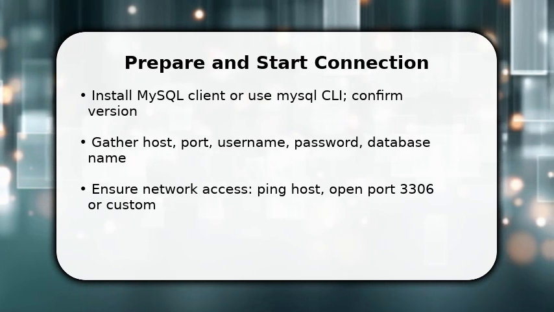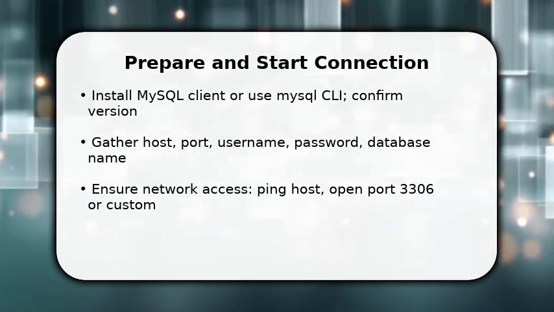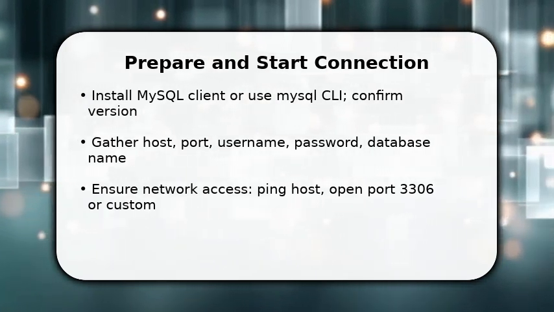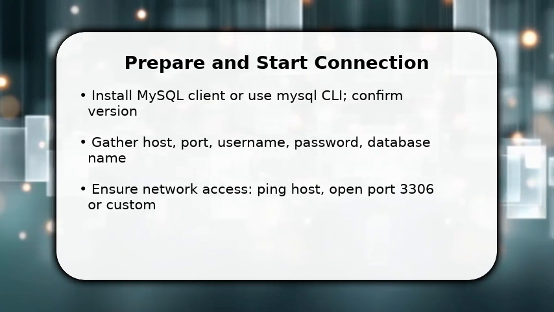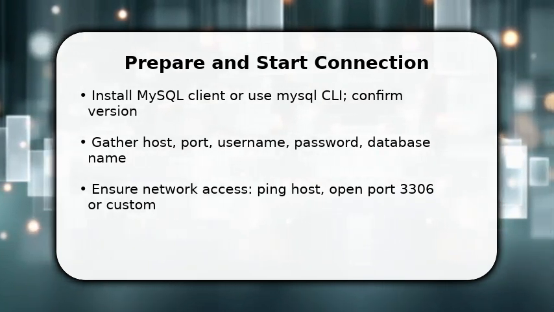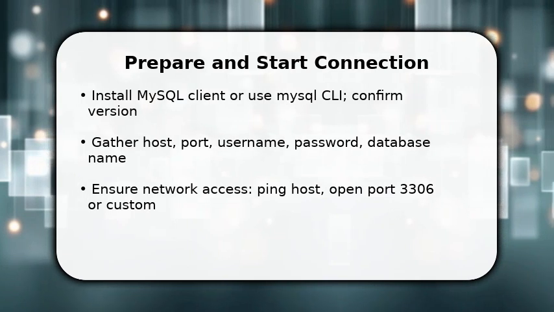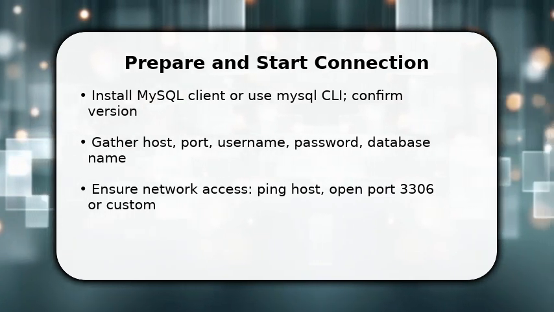-P 3306 -u user -p, then enter your password. This first step both authenticates and lets you see immediate errors. If you hit authentication problems, stop and recheck the username, password, and host spelling before moving on.